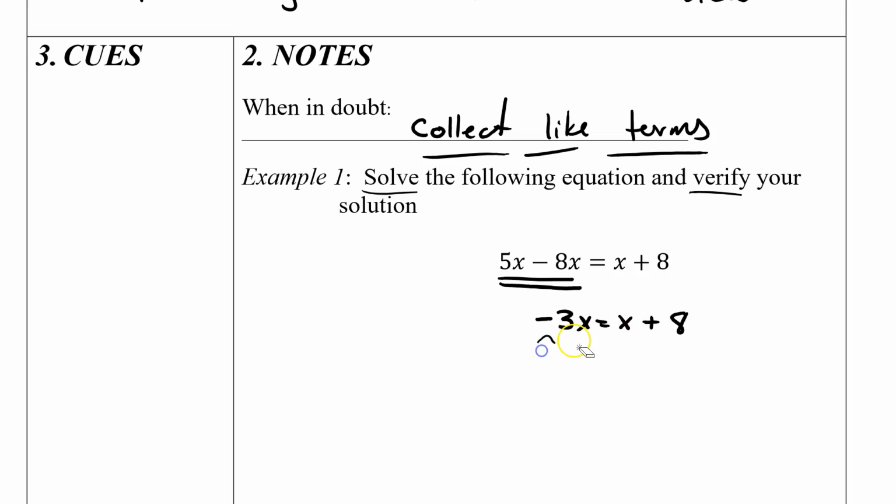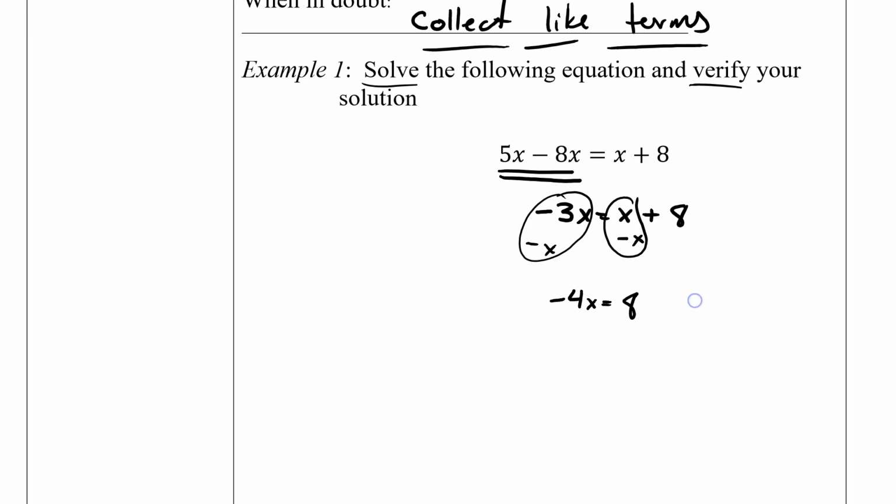So we can definitely do that. We just need to subtract x from this side so that plus x minus x is 0. And we need to also subtract x from this side. So what we get is negative 3x minus x is negative 4x equals 8.